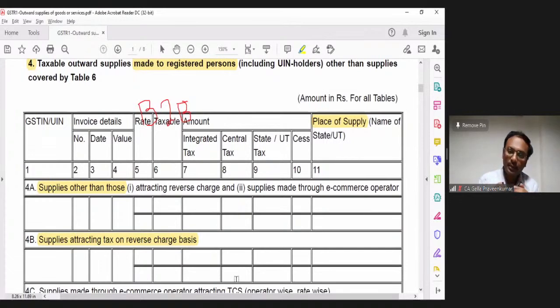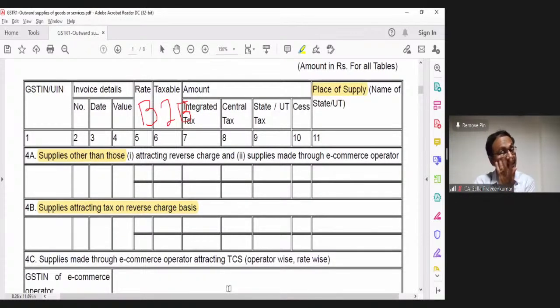I supply this tempo traveler along with the driver for plying of employees to the factory. Now, from my books of accounts, when I raise a bill on my client, who is a company, I'll say, these are the supplies where tax has to be paid on reverse charge. So I'll say, look, this is my turnover. I'm not going to pay any tax. On this turnover, my recipient is going to pay tax on reverse charge basis.